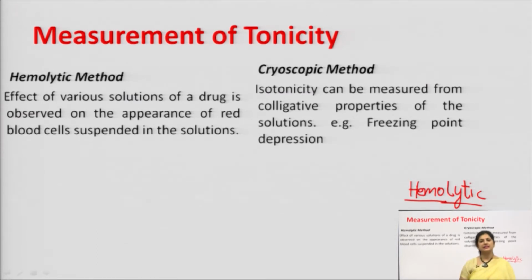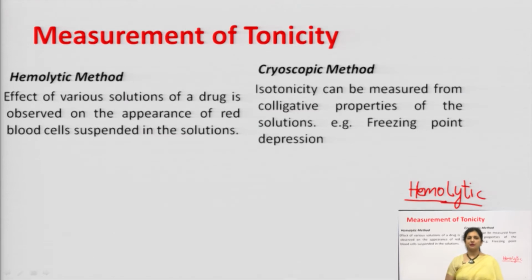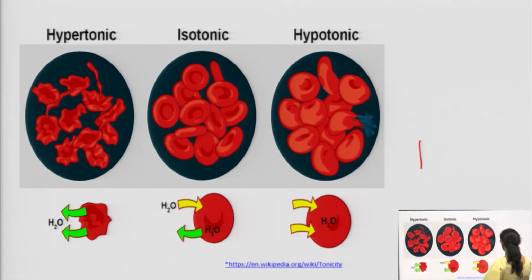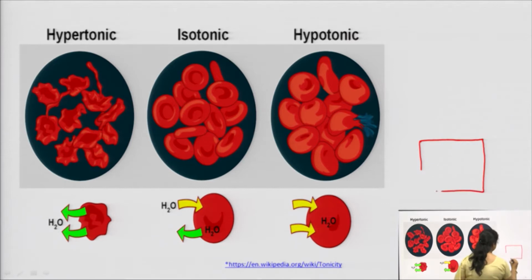The other method is the cryoscopic method, where isotonicity can be measured from colligative properties of the solution. One of the colligative properties most commonly used is freezing point depression. I will make sure this concept is clear to you. Let us have a look at this figure here. Now, this solution is hypertonic to the red blood cells. We will just repeat what will happen here.